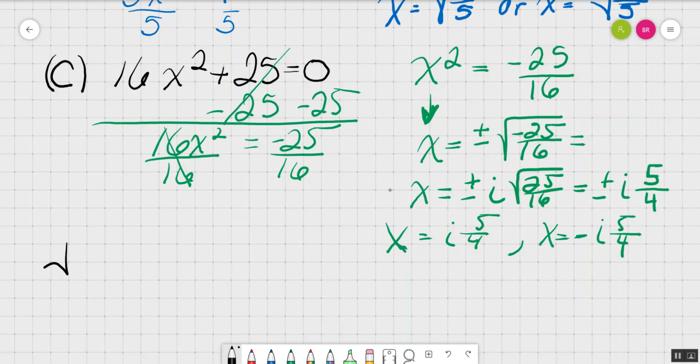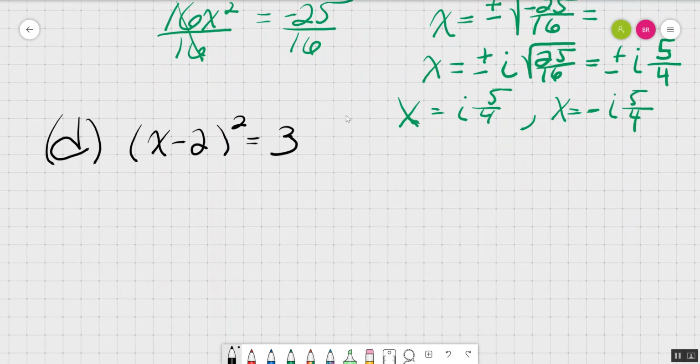Let's take a look at D. Now D is a little bit more complicated, and looks a lot like some of the stuff we're going to see coming up. It's not that much more complicated. So I already have my square by itself. Now there's stuff inside the square, but remember, u could have been any expression. So I've got stuff squared.